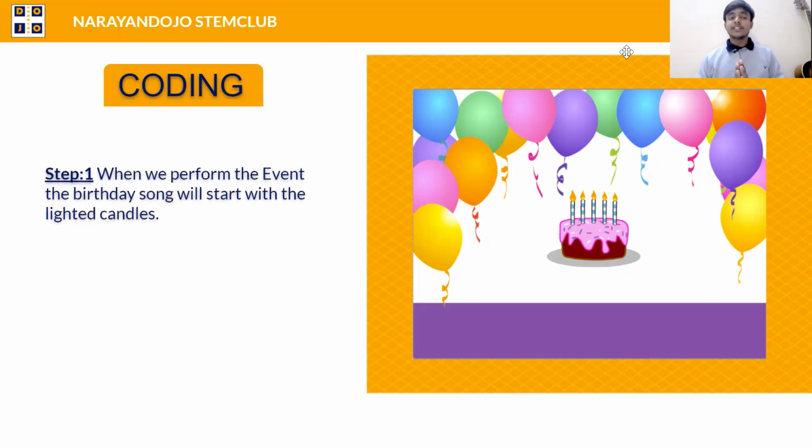So step 1 is, when we perform the event, you can choose any event under the Scratch editor. So when we perform the event, the birthday song will start with the lighted candle. So the first step: when we perform any event under the Scratch editor, then the birthday song should start with the lighted candle. So come to the Scratch editor and convert this step by writing the code, by connecting the blocks together. So let's see on the Scratch.